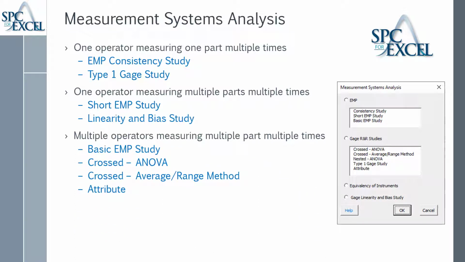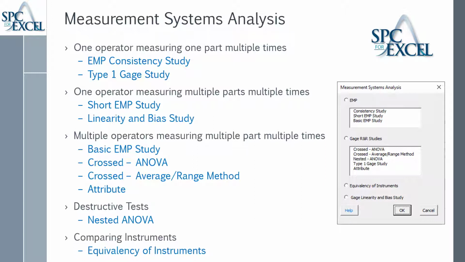Or you can be interested in knowing what the impact operators have in addition to the process and the measurement system. And we have four techniques for that: basic EMP study, the crossed ANOVA Gage R&R, and the crossed design being analyzed using the average and range method, and of course the attribute gauge R&R analysis. And for destructive test, we have the nested ANOVA design. And finally, you can compare instruments using our equivalency of instruments technique. And to show how these techniques work, we're going to take a look at a crossed design using the ANOVA Gage R&R.